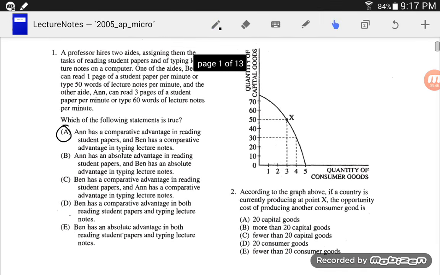Number 2. According to the graph above, if a country is currently producing at point X, the opportunity cost of producing another consumer good is, well, if we are at this point here, in order to go from 3 to 4 consumer goods, I have to give up 20. Producing one more consumer good, I'm giving up 20 capital goods. I misread that for a second there.